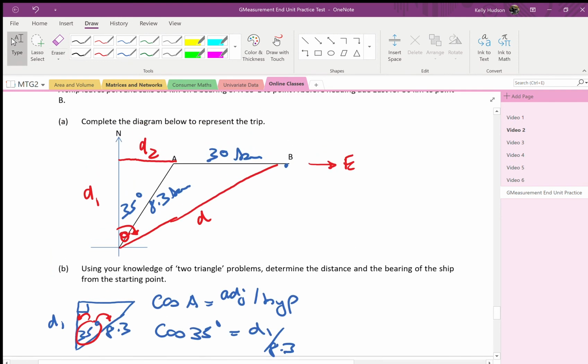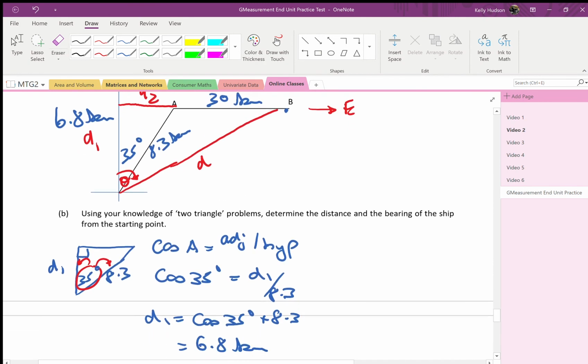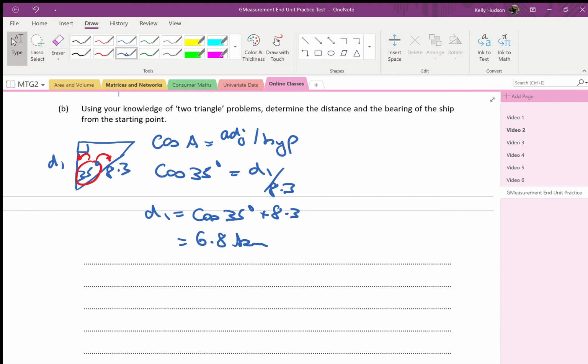So let's write that on our original diagram. This is now 6.8 kilometers. Right, now if I can find D2, which is the distance across the top of my triangle, then I can calculate my total distance across the top, which would be 30 plus D2. So let's redraw that triangle. The triangle looks like this. I'll use the 35 degrees again. So 35 degrees. I know this side's 8.3 and this one is going to be D2. There's my 90 degrees.